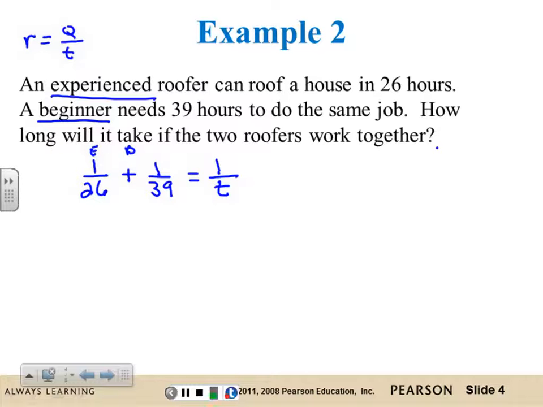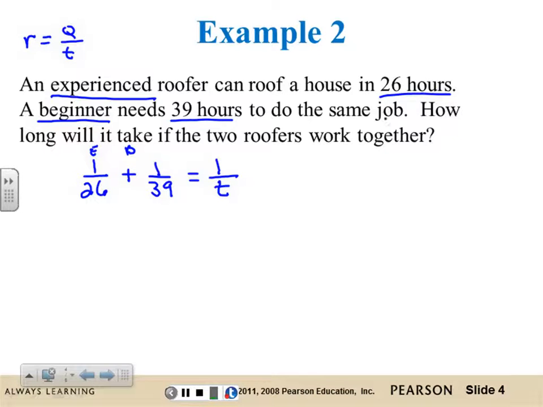Now let's talk about this. If it takes the experienced roofer 26 hours to do a roof, and it takes the beginning roofer 39 hours to do a roof, and they're working by themselves, but if we put them together, if those roofers start working together, how much time do you think it would take those roofers to do one roof?